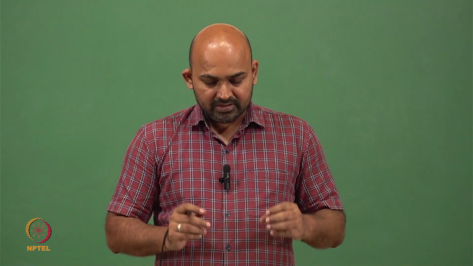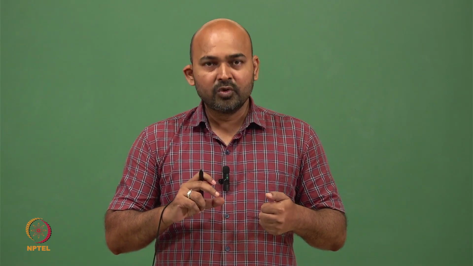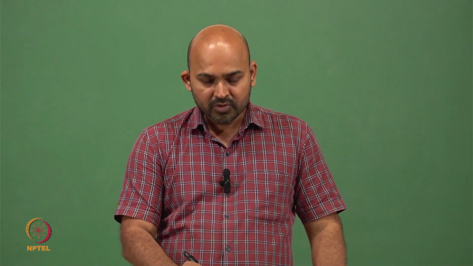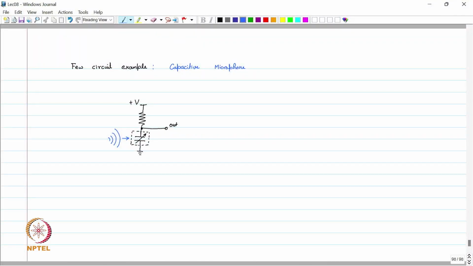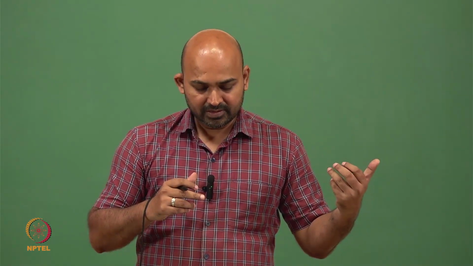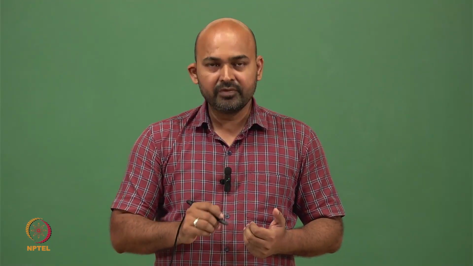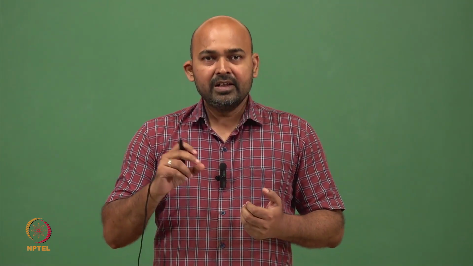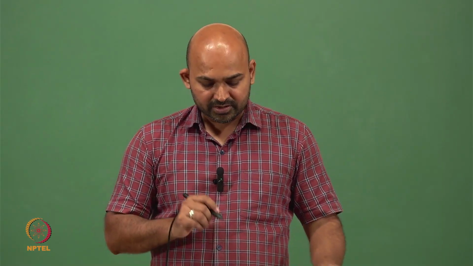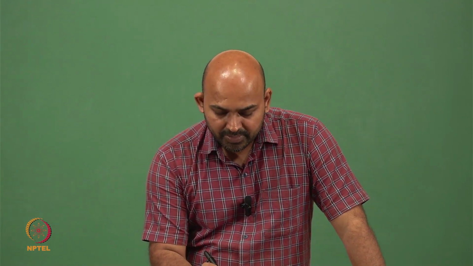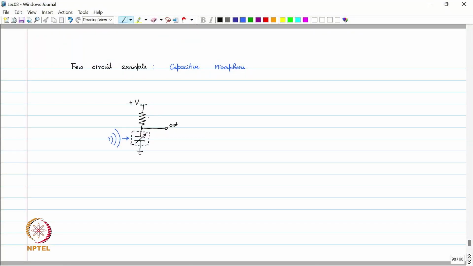When the capacitance changes, the voltage across it changes, and the output voltage detected on top of this capacitor also changes. So if we assume the incoming wave is sinusoidal, then at the output node V out we get an electrical signal which is sinusoidal in nature. So this is a simple example of a circuit where this resistance is, let's say, R.